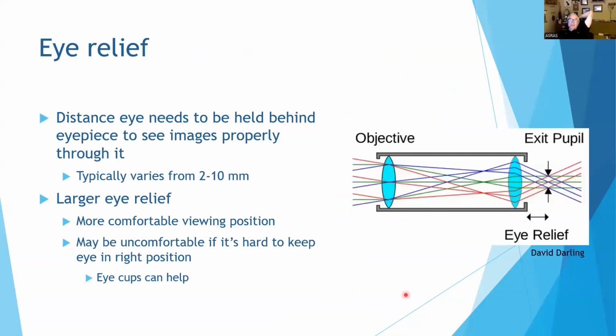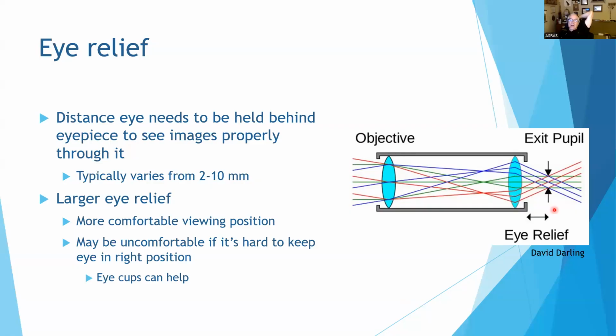Eye relief is the distance between the lens of your eyepiece and the focused image. So this is exit pupil here. This distance is eye relief. And it's the distance your eye needs to be held behind the eyepiece to see images properly through it. It typically can vary from 2 to 10 millimeters.